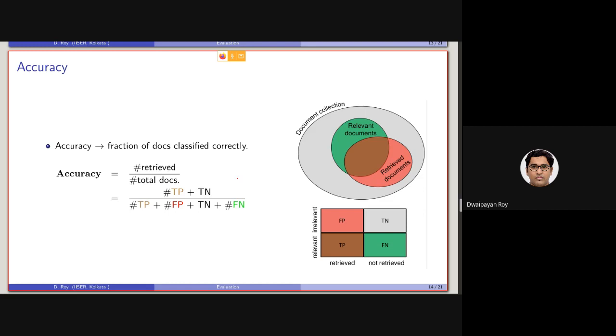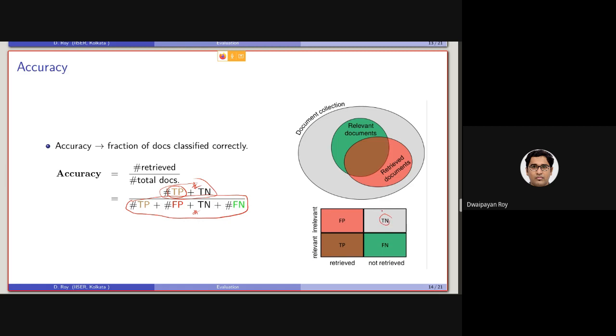Another similar way of measuring the performance is using accuracy. Accuracy is the fraction of documents classified correctly. So in this accuracy, this is the total number of documents present in the corpus. It will be in the denominator, and in the numerator it will be the number of true positives as well as the number of true negatives, which is basically this.